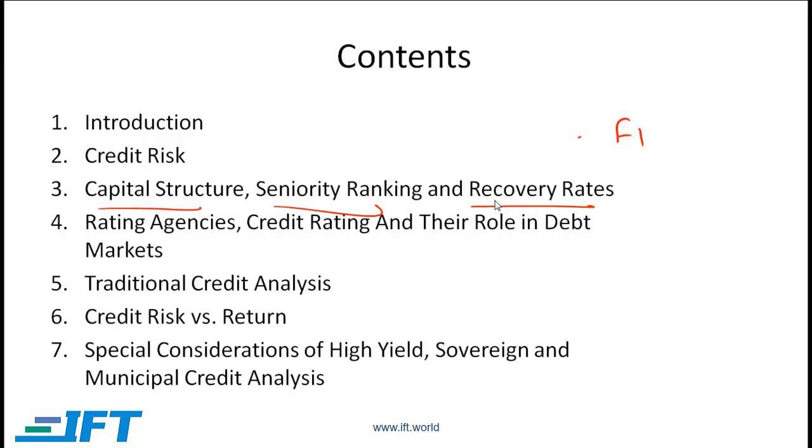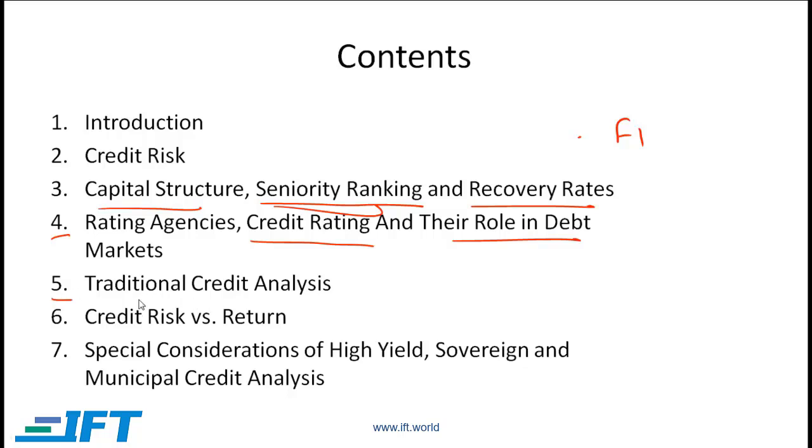The point here is that when we assess credit risk, we need to first understand the capital structure of the entity that is issuing bonds. Any specific bond that we are assessing, we need to understand where in the seniority ranking in terms of priority of claims does a particular bond instrument fall. Next, we talk about rating agencies, S&P, Moody's, Fitch, the sort of credit ratings they assign, and the role of credit ratings in debt markets.